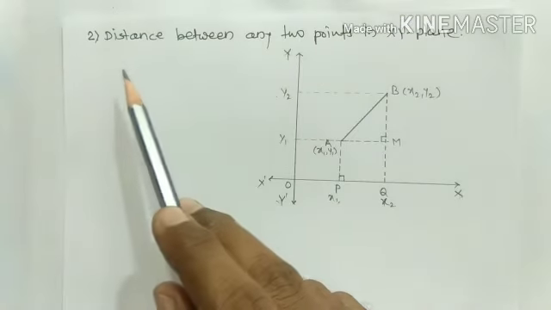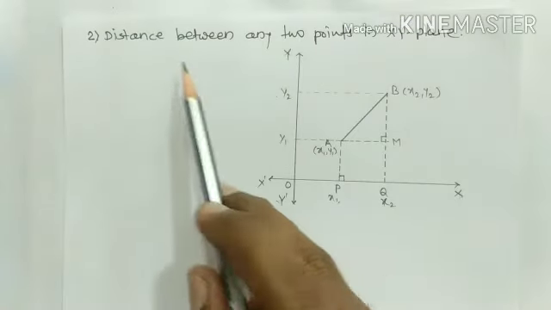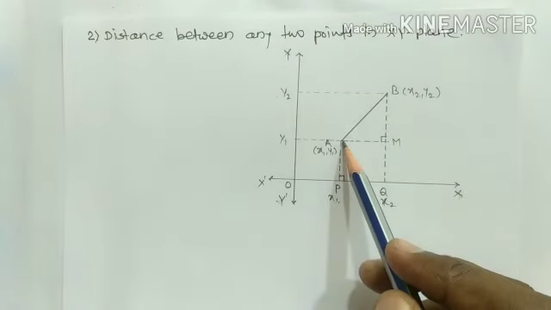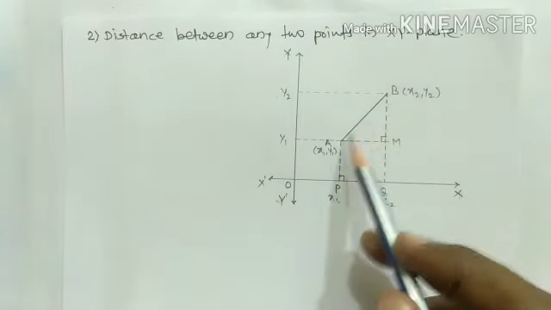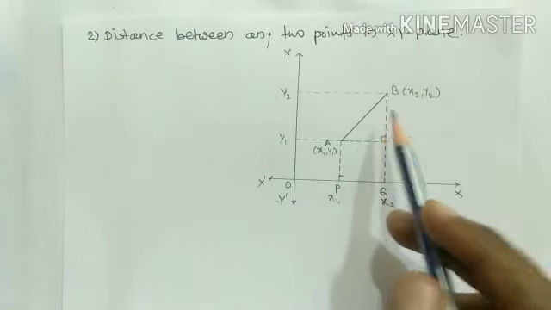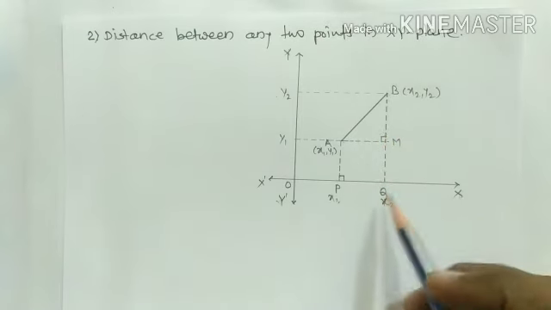Now see here, with the second condition, we have to find the distance between any two points if the segment joining these two points is not parallel to any of the two axes.